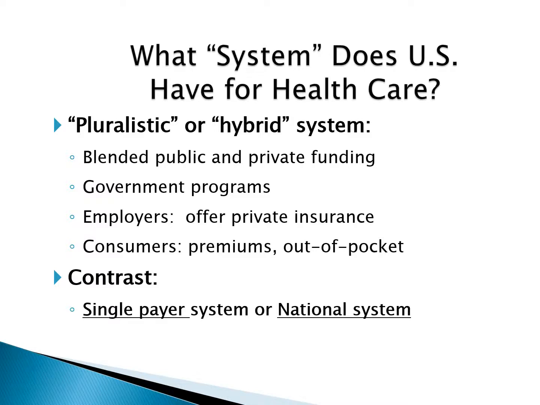The United States employs a pluralistic or hybrid system, which is basically just a hodgepodge of public and private funding. The government provides a variety of options for certain classes of individuals, but the bulk of healthcare in the country is provided by private insurance from our employers, which is ultimately funded by the individual consumer.